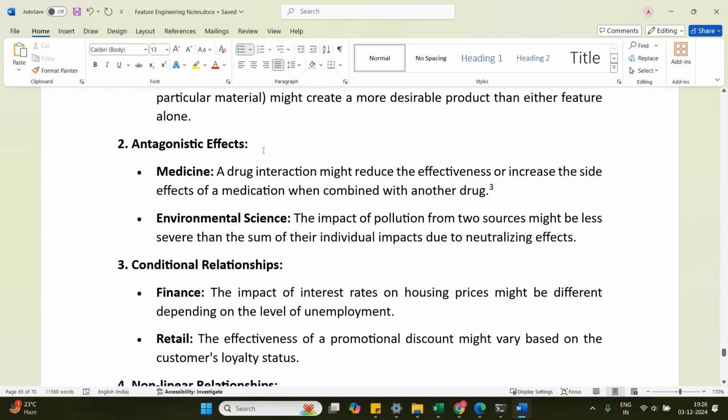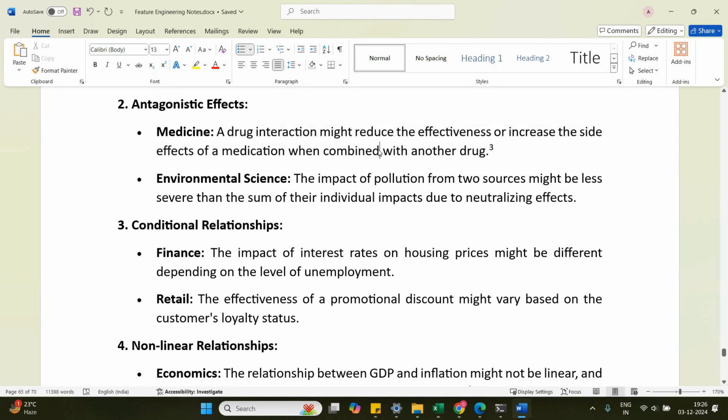Here it's like antagonistic effects. A drug interaction might reduce the effectiveness or increase the side effects of a medication. This is a very simple example. In real life, you could have seen this. There are certain drugs that, when combined together, create more harm, or sometimes they become more effective, right? The antagonistic effects can also be understood with the help of the interaction terms.